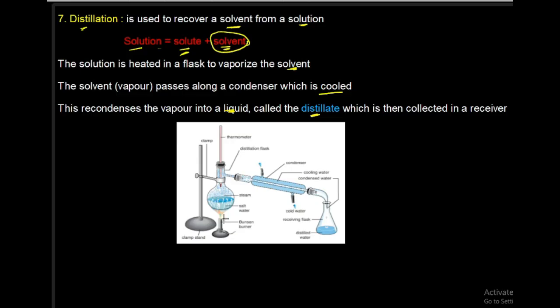So this is a solution. It's being heated, and then as we heat it up, the water is going to evaporate, and then it's going to be collected along what? A condenser. Now this condenser is cooled. By cooling it, we convert that vapor to liquid, and then we'll now collect it in a receiver. All right, so this is what the distillation process looks like.